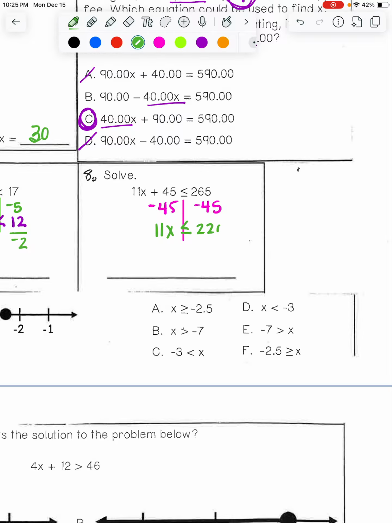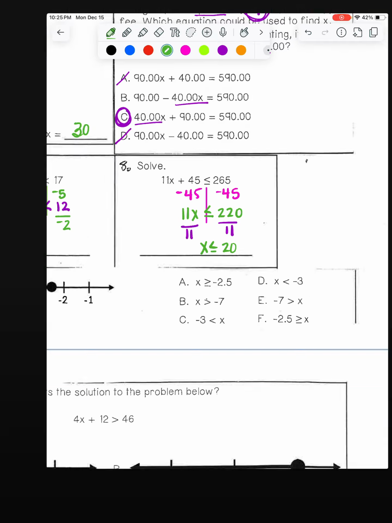When you divide by 11, you get 20. But I do want to show you something really quick. X is less than or equal to 20 is the correct solution for number 8. And now notice I didn't have to flip that one because I divided by a positive 11. Subtracting doesn't change your inequality sign, only dividing or multiplying by a negative.